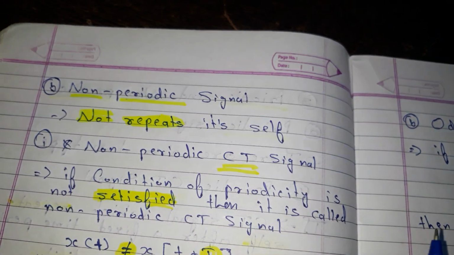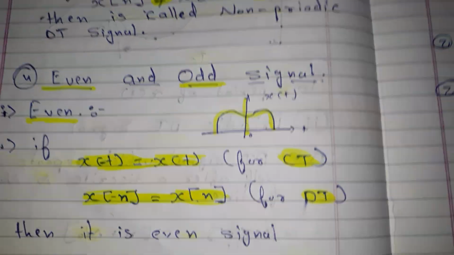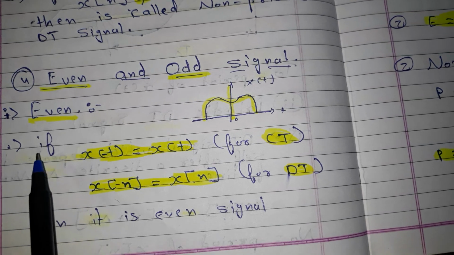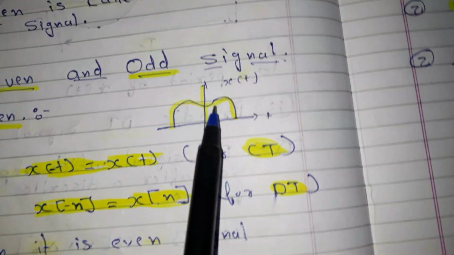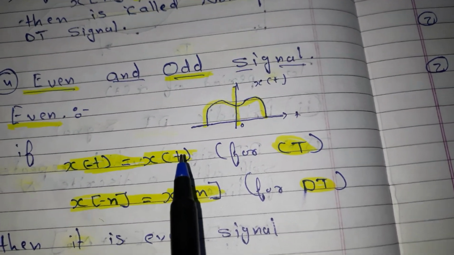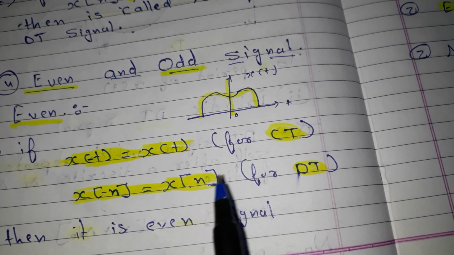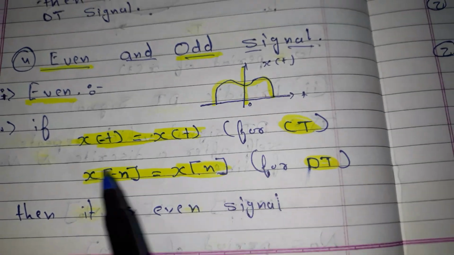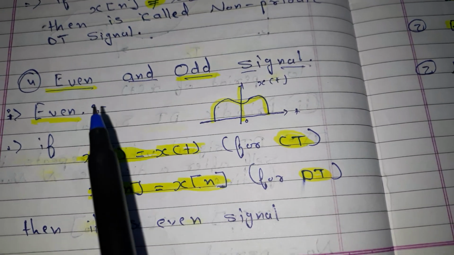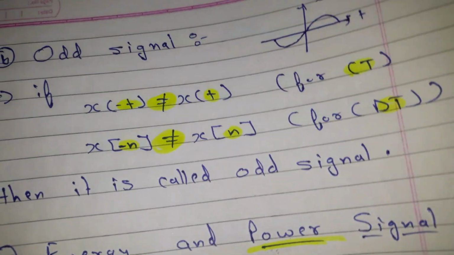Okay, and our next type is even and odd signal. What is an even and odd signal? An even signal satisfies this condition: x(-t) = x(t) for continuous time, and x(-n) = x(n) for discrete time. If this condition is satisfied, then we can call this an even signal or symmetric signal.